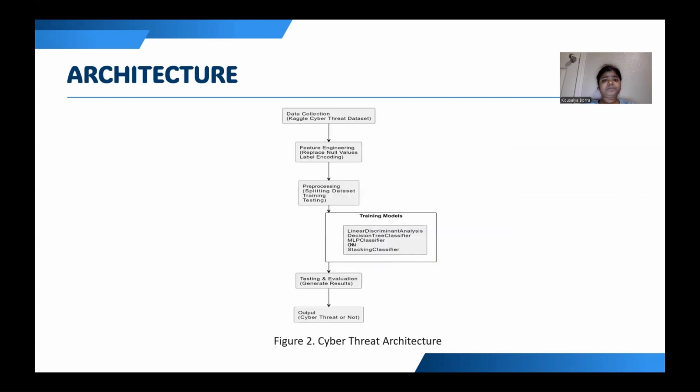Coming to the architecture, this is how the architecture performs, where the data was collected from multiple articles from the Kaggle dataset, and feature engineering performs the replacing of null values and decoding each of them. For feature extraction, we are using K-best feature selection, which is applied to choose a subset of the relevant features from the large set of features in a dataset. This is done to reduce the complexity of the model and improve the accuracy and speed of the training process.